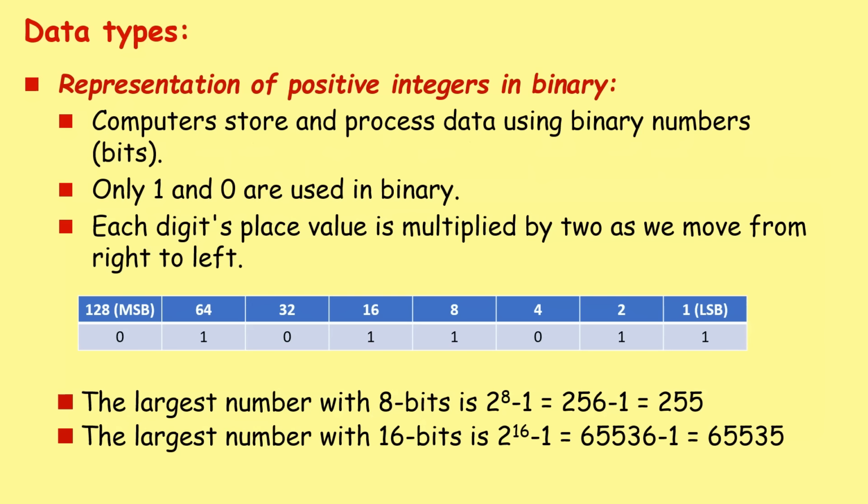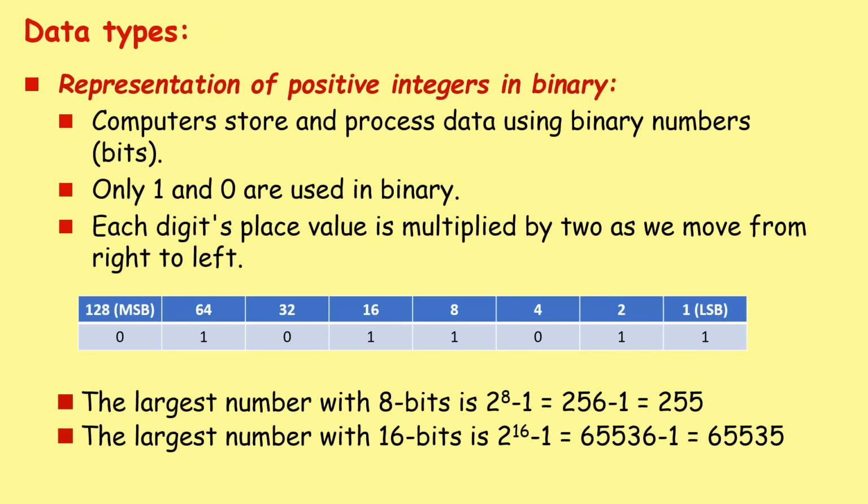It is easy to make a mistake in the exam and you're throwing away very simple marks to get. Another topic that you should be familiar with is representation of positive integers in binary. We should know that computers store and process data using binary numbers, bits. We only use 1 and 0 for the bits in binary. Each digit's place is multiplied by 2 as we move from right to left. So we start with 1, 2, 4, 8, 16, so on and so forth.